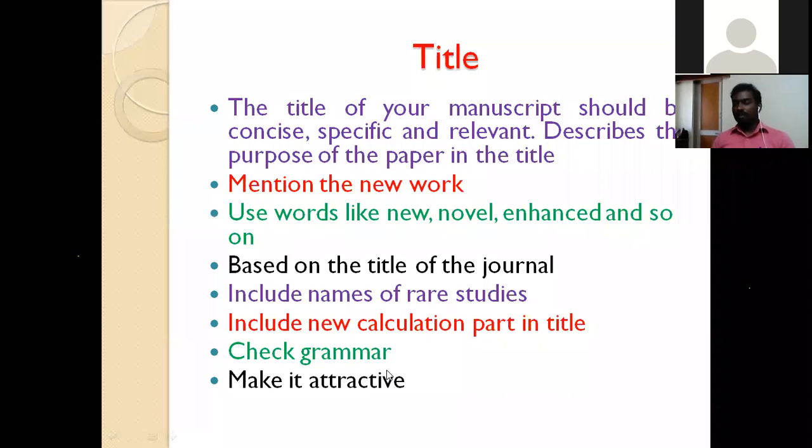And based on the title of the journal, you must write your article title. If you are submitting an article to Optical Materials Journal, then you must use the words optics and materials in your title itself. And you must write the article with more of optical properties and materials properties. Otherwise, you can do it the reverse way. You can focus on optical properties.